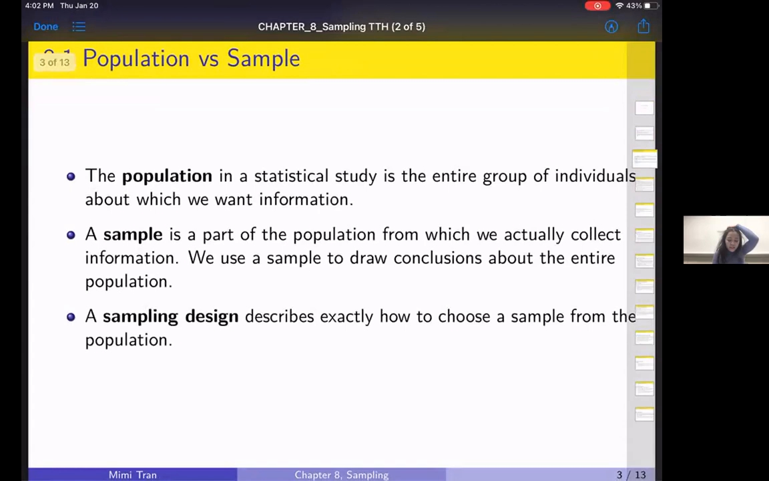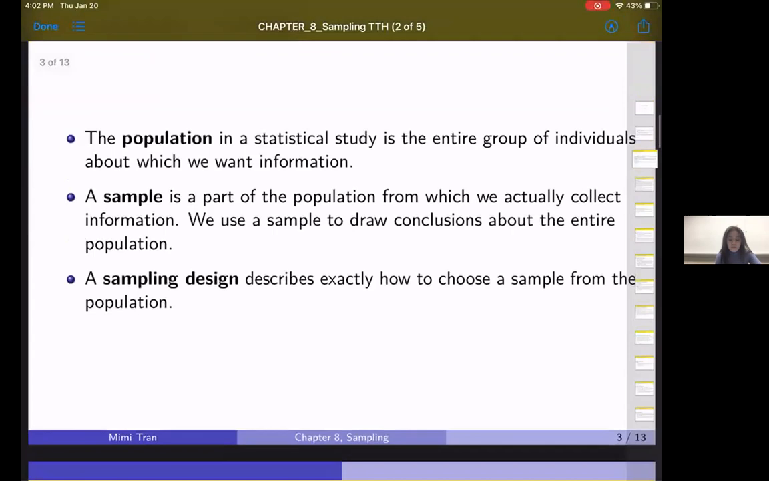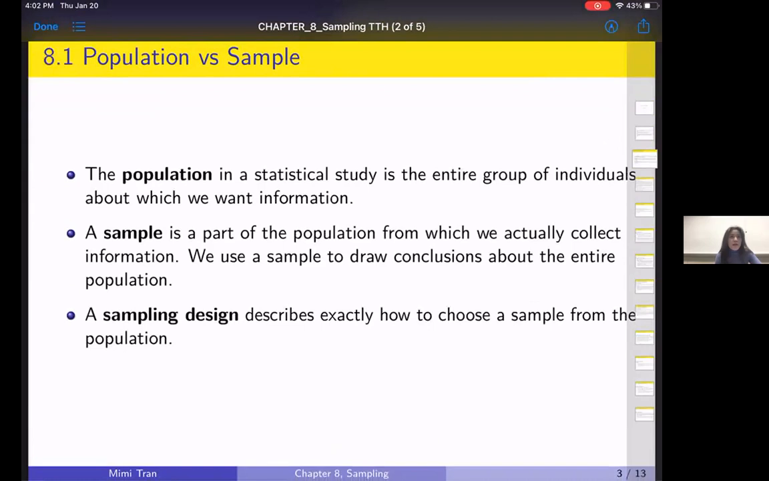Sampling design describes how to choose a sample from a population. As you might think, choosing a sample from a population is a complicated task. You're like, oh, why don't we just randomly pick a few of them out of that population pool? Yes, we can. Mostly that's what we do, but sometimes it's not good enough.